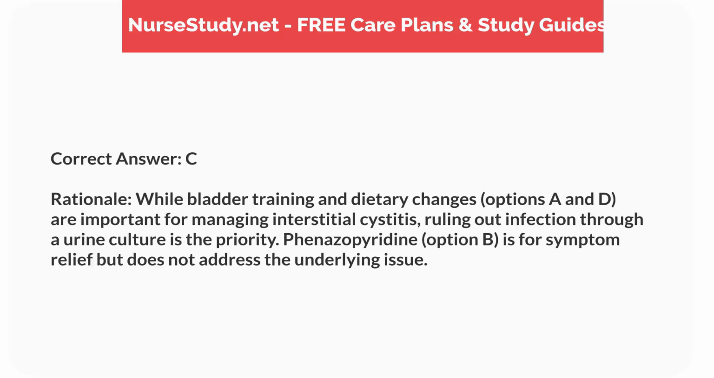Correct answer, C. Rationale: while bladder training and dietary changes, options A and D, are important for managing interstitial cystitis, ruling out infection through a urine culture is the priority. Phenazopyridine, option B, is for symptom relief but does not address the underlying issue.